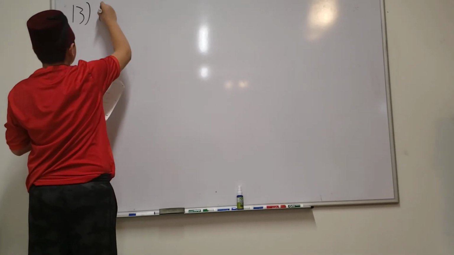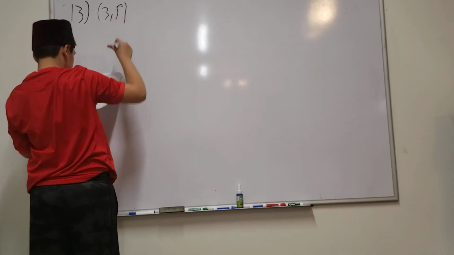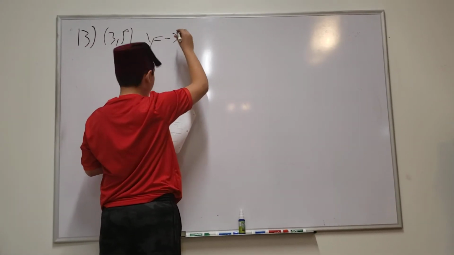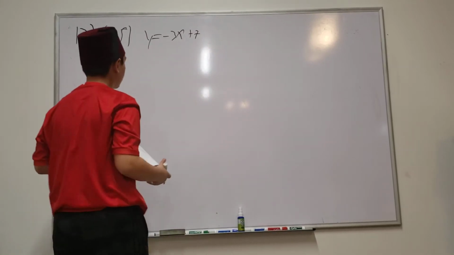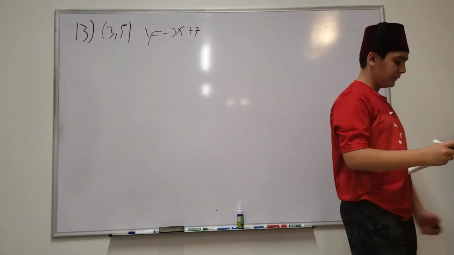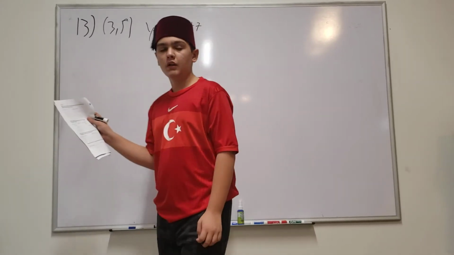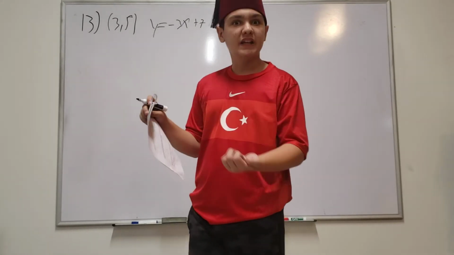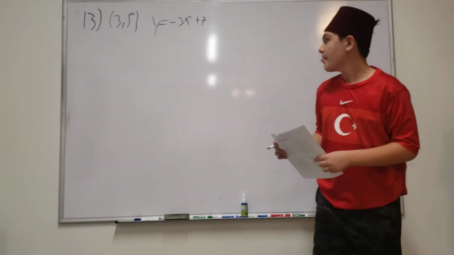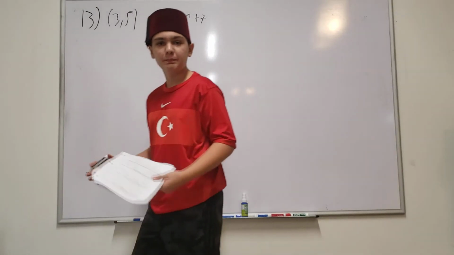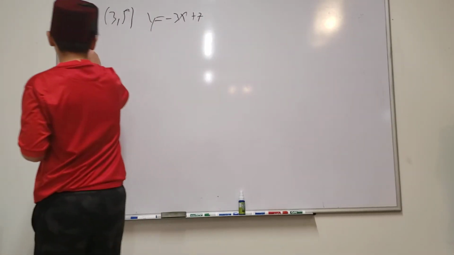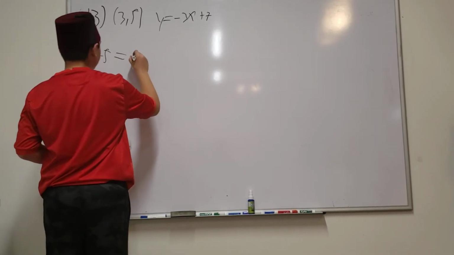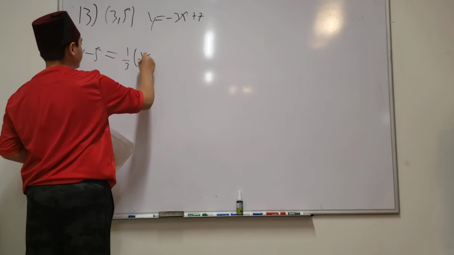our point is (3, 5). And our equation is y equals negative 3x plus 7. So we need to find the opposite reciprocal of negative 3. Well, 1/3 is the opposite reciprocal because negative 3 times 1/3 is negative 1. Okay? So now we're just going to put it into point slope form. So that gives us y minus 5 is equal to 1/3 (x minus 3).